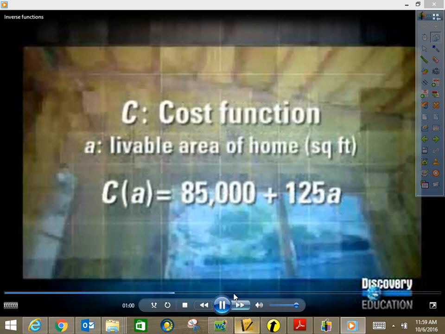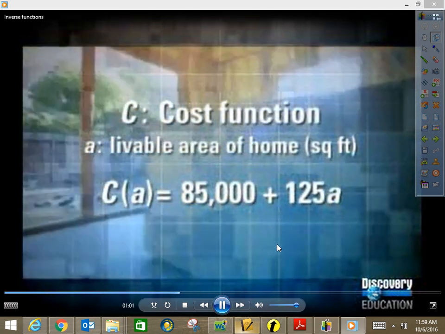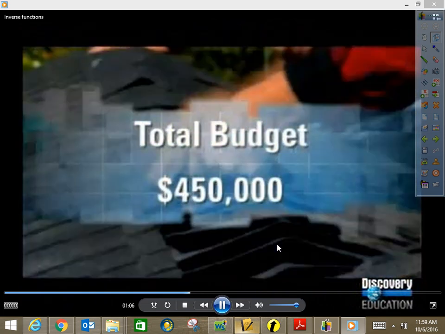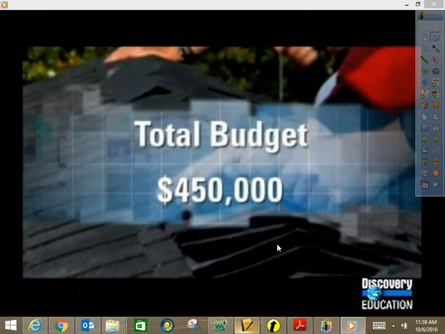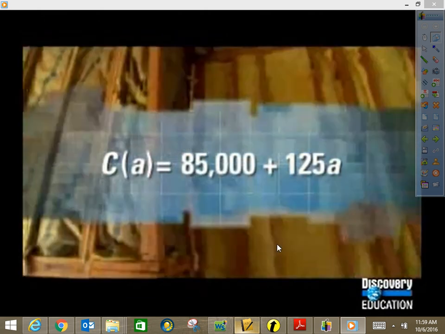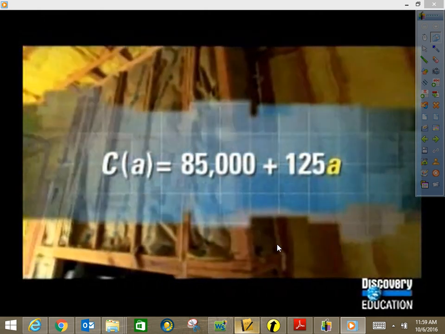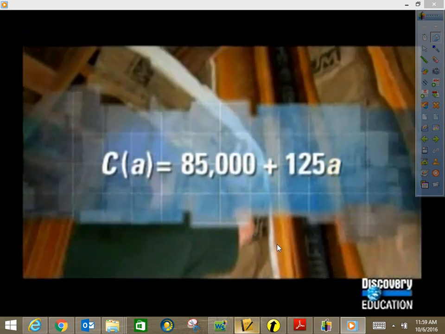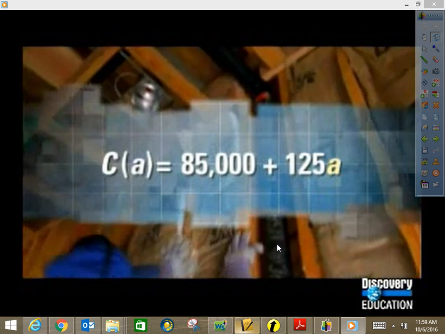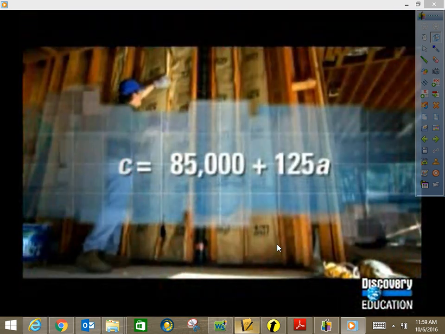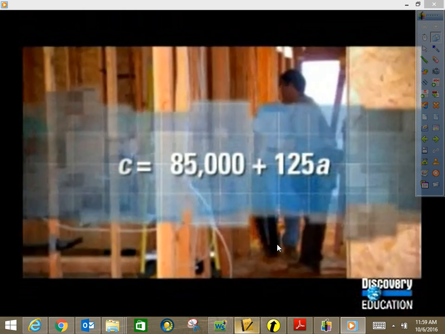What's your domain and range? Now, what if a prospective customer wants a new home but won't spend more than $450,000? How can we figure out the maximum size house this customer can afford? The cost function gives the cost of a home as a function of area. Now we want to figure out area in square feet based on cost. Algebraically, it's simple. Solve the equation for A, the square feet. First, substitute a lowercase c for C of A to represent the cost as a variable.